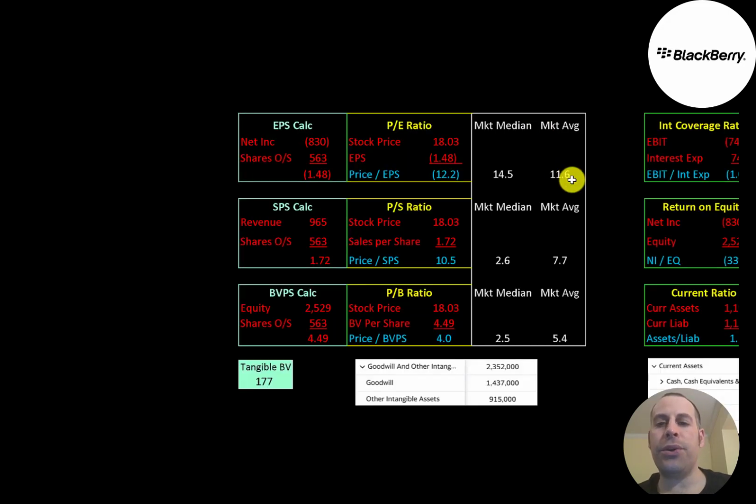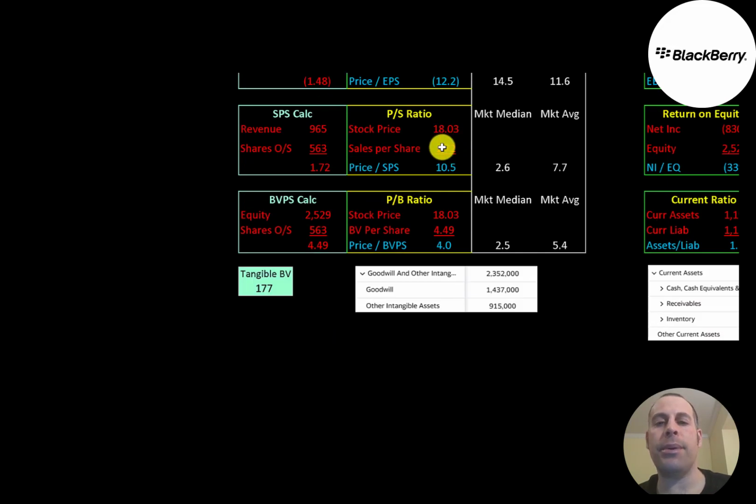Let's look at the financial ratios. The average PE in the market is 11.6, the median is 14.5. PE is stock price over earnings per share. To calculate earnings per share, that's net income over shares outstanding. They have negative net income, so they have negative PE.